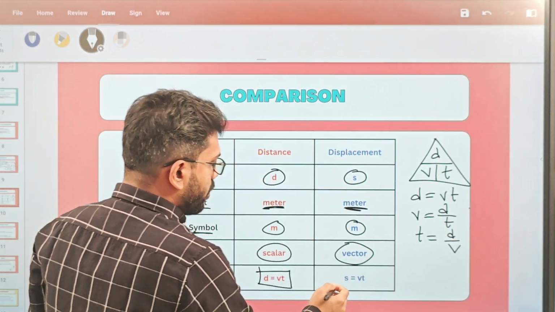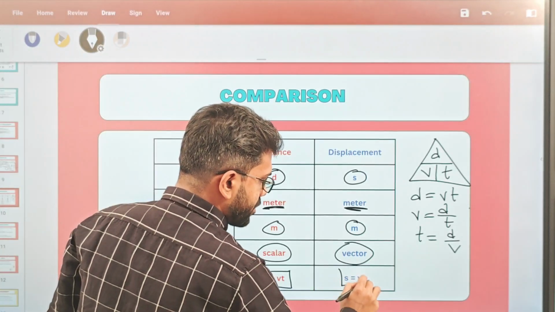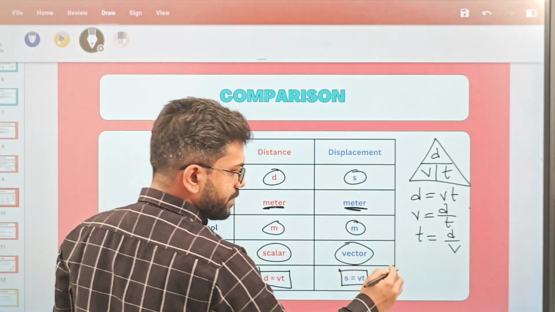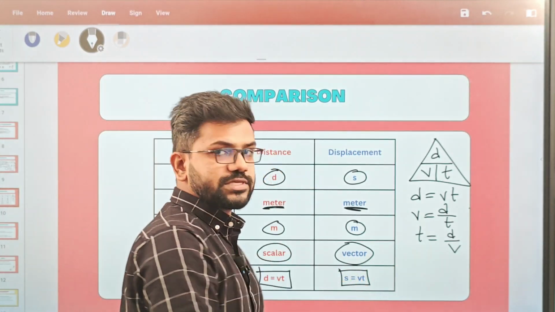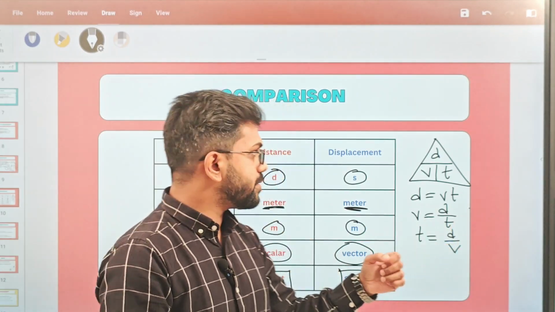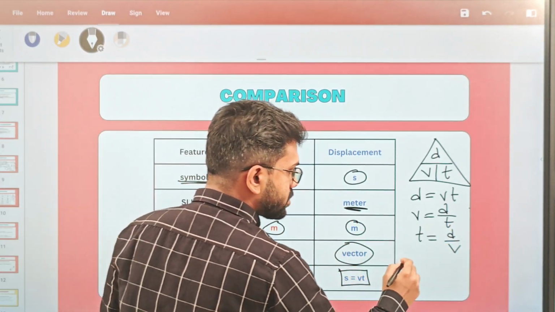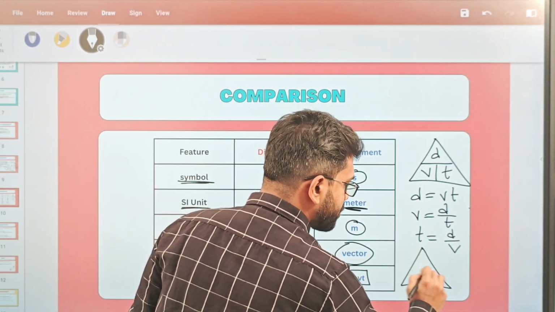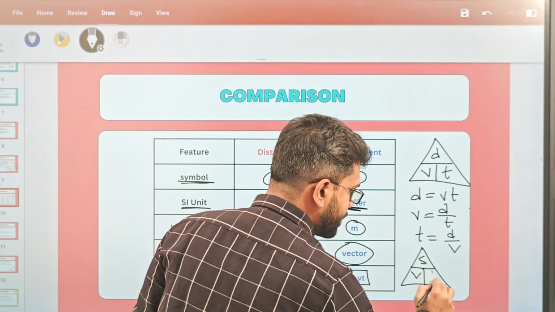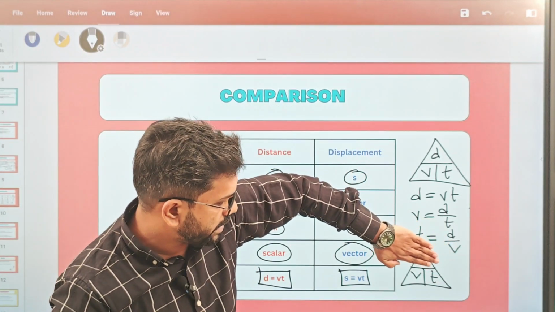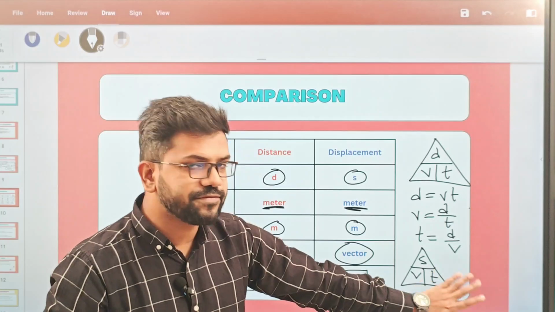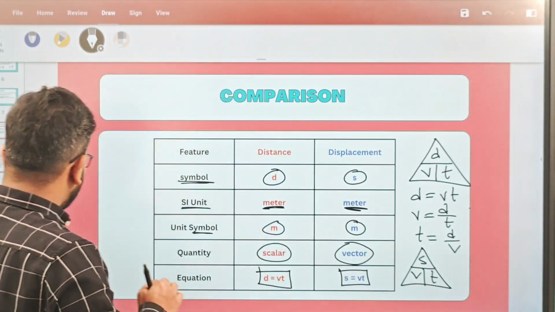Okay. On the other hand, displacement has a similar equation. It's s equal to v t. In this case, v represents velocity, not speed. Okay, because it's vector quantity. So similarly, you can draw this one as s equal to v t, and you can calculate s or v or t from here.